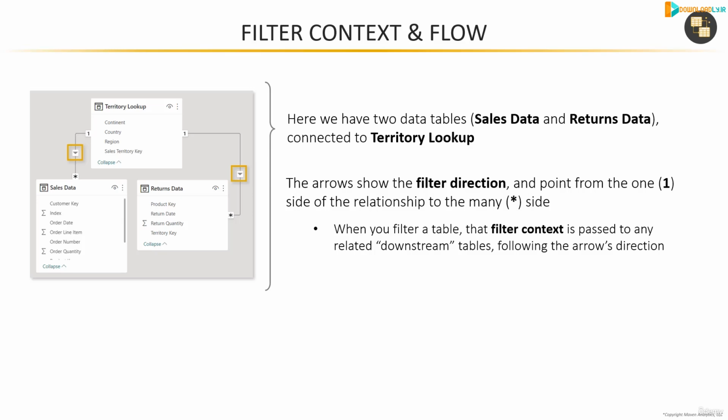So it can be helpful to think of relationships almost like filter wires, because essentially that's all they're designed to do: pass filter context from one table to another. And while that context can pass downstream in the direction of the arrow, it cannot flow the other direction. It cannot flow upstream from a fact table back up to a lookup table.